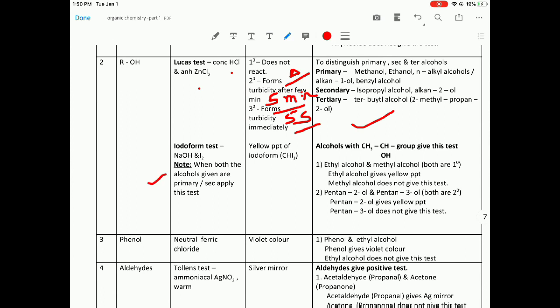The second test that you can remember is the iodoform test. Here alcohols, on treatment with NaOH and I2, form a yellow precipitate of iodoform. And you have to remember that alcohols which have the CH3CHOH group give this test. Let's see the examples. Ethyl alcohol and methyl alcohol. Ethyl alcohol will give us a yellow PPT of iodoform, but methyl alcohol will not give this test. Pentan-2-ol and pentan-3-ol. Pentan-2-ol will give a positive test and pentan-3-ol will not react.